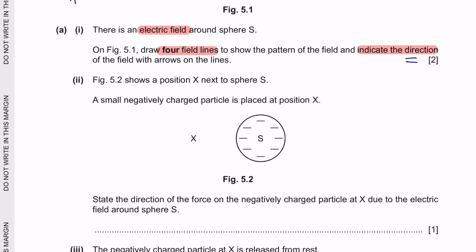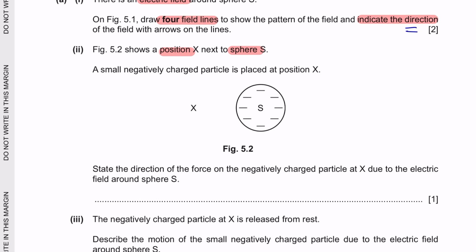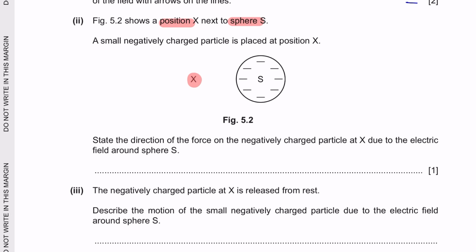Next, Part 2. Figure 5.2 shows a position X next to the sphere S. A small negatively charged particle is placed at position X. State the direction of the force on the negatively charged particle at X due to the electric field around sphere S. So we've got two alike charges which are negative, and we know that alike charges will repel each other. So the force of this particle would be towards the left, which is being repelled by S.